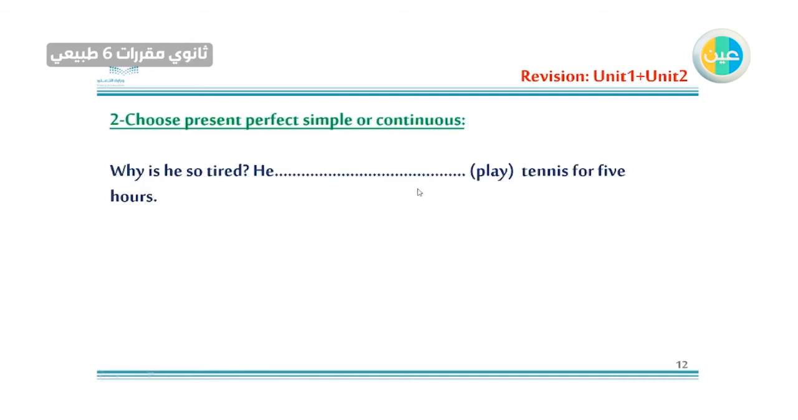Why is he so tired? She is asking, why is he so tired? He played tennis for 5 hours. 5 hours. So here we are talking about duration, 5 hours. So we will go with the present perfect continuous. He has been playing tennis for 5 hours. And by this, we end the present perfect and present perfect continuous.